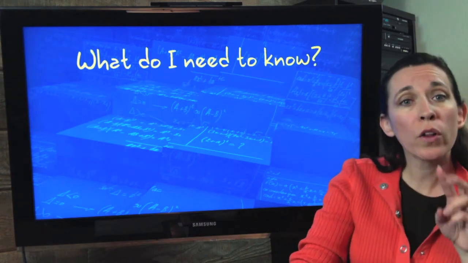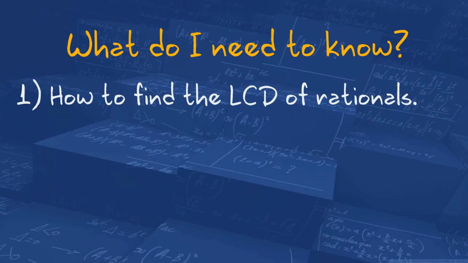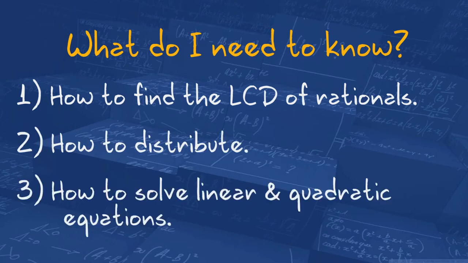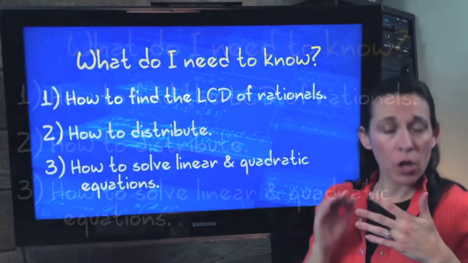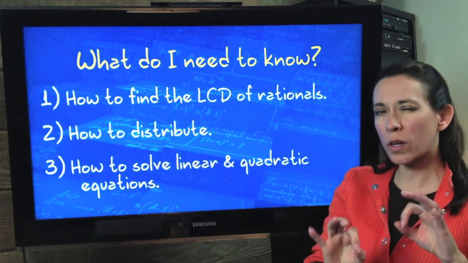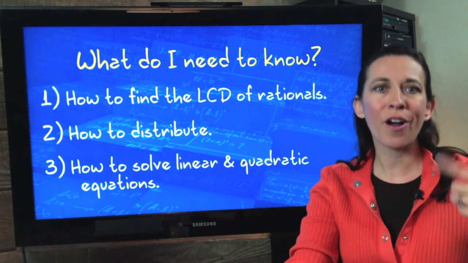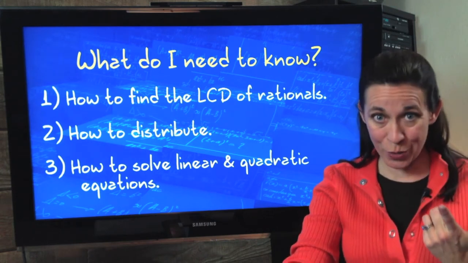So what are the tools that we need in order to solve these? One, how to find the LCD of a rational, which I'm going to show you here in a second. We'll review it. Also, how to distribute, and then how to solve linear and quadratic equations. So once you have all of these in your tool bag, hopefully 2 and 3 are there. 1, we're going to review here in a second. Then solving rational equations is just a matter of undoing those obstacles that we've talked about.